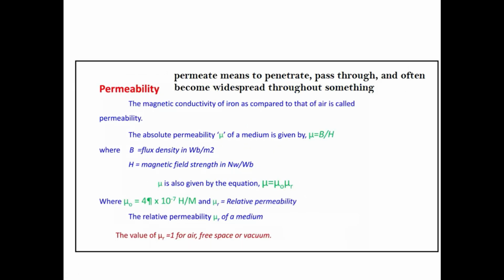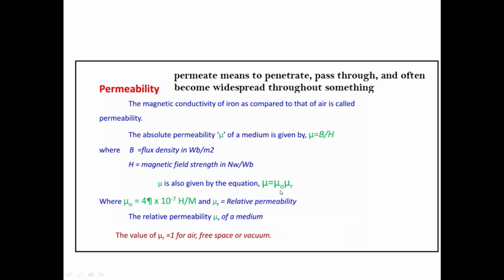Permeability is a word coming from the root permeate. Permeate means penetrate or pass through and often become widespread throughout something. What is widespread throughout here? Magnetic flux or magnetic lines of force, correct? Hence we use the word permeability, which is another name for the magnetic conductivity of the medium. It is given by mu. Mu is equal to B by H.